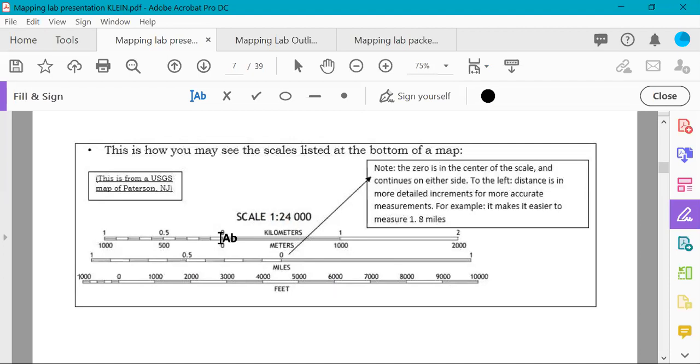But note, the 0 is not on the end. It's not like a ruler. So they put the 0 somewhere in the middle, or off to the side in the kilometers case, and the feet. And to the left of the 0, the distance is broken down into smaller increments. That's going to help you do more accurate measurements when you have a distance that's less than a kilometer, or in this case, less than 1,000 feet, or less than a mile. So keep in mind that you always have to make sure you know where the 0 is.